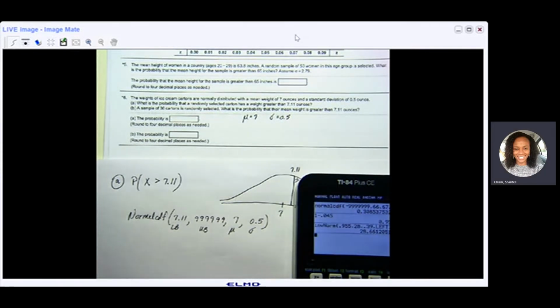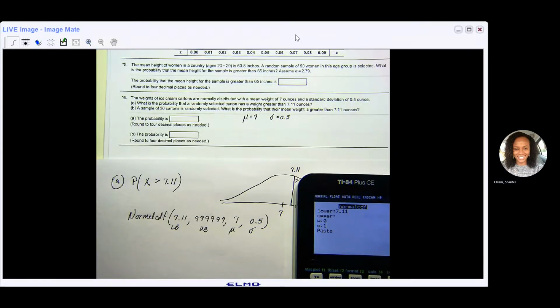So part A, second VARS, normal CDF. Lower bound, 7.11, upper bound, 99999, mean is 7, deviation is 0.5. Hit paste. We get 0.41294, and looks like they want us to round it to 4 decimals, so just 0.4129. Okay. Now look at part B.